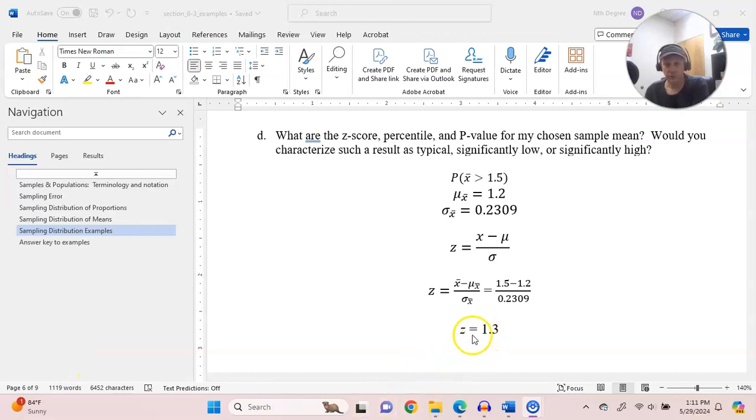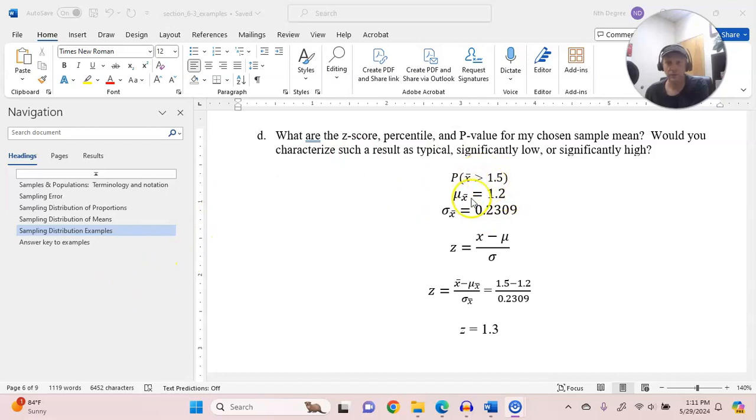All right, we now have our z-score, which is a one-dimensional measurement of the sample. It basically tells us how large it is. And the question is then asking us about percentile and p-value, which are those two-dimensional measurements, measuring how common or rare the sample is. So in order to calculate those, that's where we need that normal calculator.